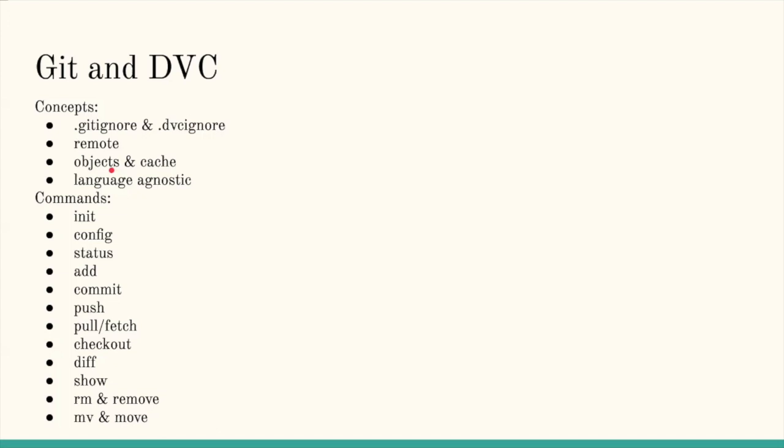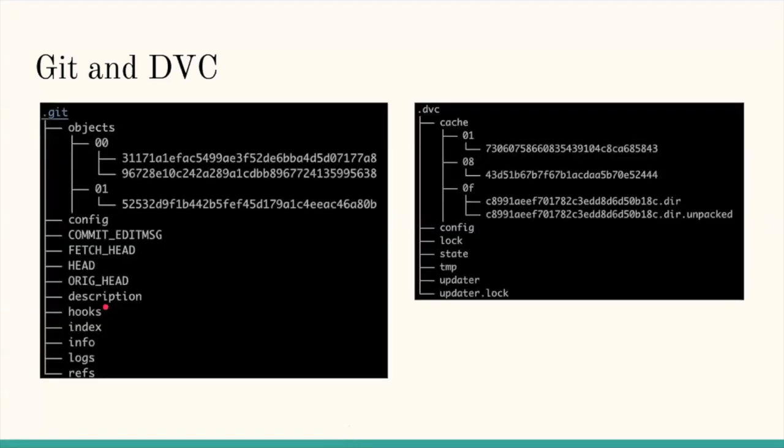If you see, DVC stores the objects in a cache folder, but Git stores them in an objects folder. It's also language agnostic. There are commands which are influenced by Git, like init, config, status, add, commit, push. I can go on. It's mostly the same concept that DVC has inherited from Git. So this is one example of folders. This is the .git folder where objects are stored inside the objects folder. Here it's stored in the cache folder. Here also you have config where remote information is stored. Similarly, you have config.